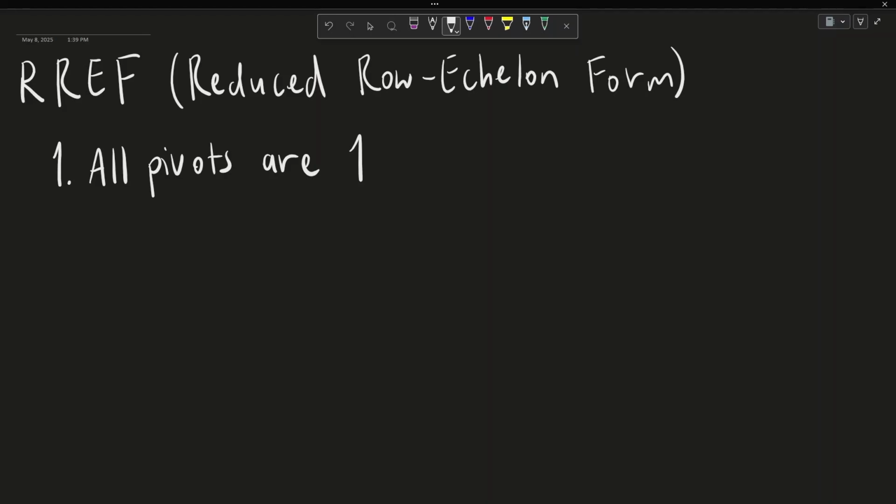Now, the second property that's very important is that the values above every pivot are 0. Similar to row echelon form where the values below every pivot are 0, but as an extension, now if the pivot is not at the top row of the matrix, all values above it must also be 0.